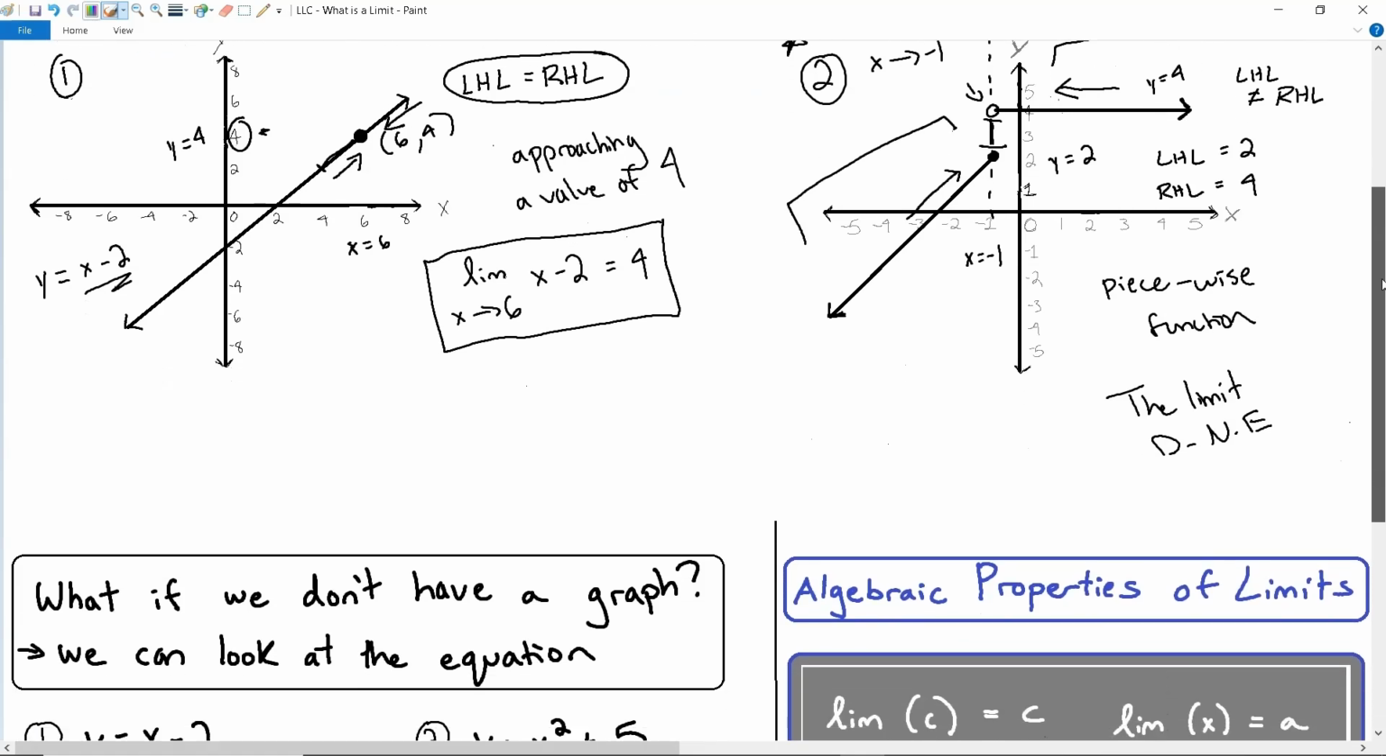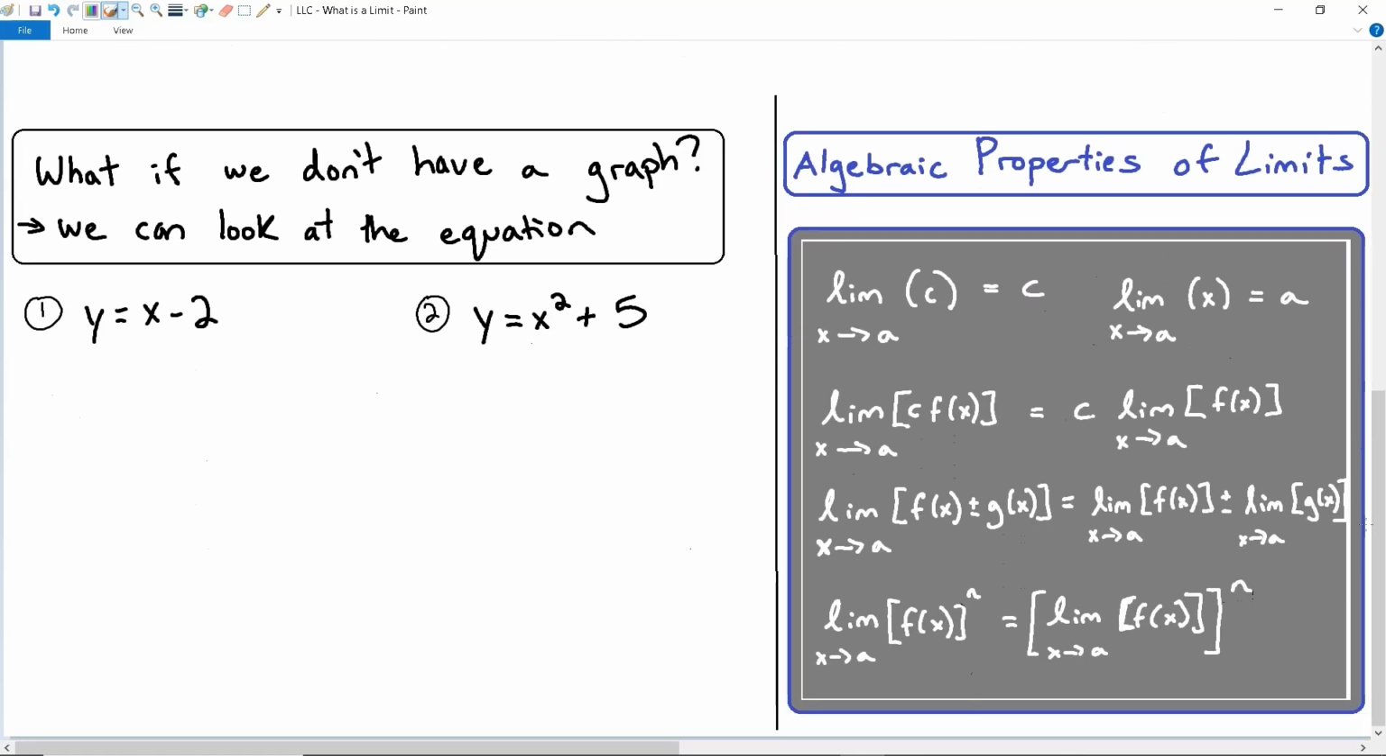So that's when we had a graph, but what if we only have an equation? Then we're going to have to think algebraically. So you can ignore these limit properties here for now. I will go over them in a bit. I just wanted to show you them right now so that you can take a look at them and maybe start to piece together what they represent. But let's just look at the equations we have here.